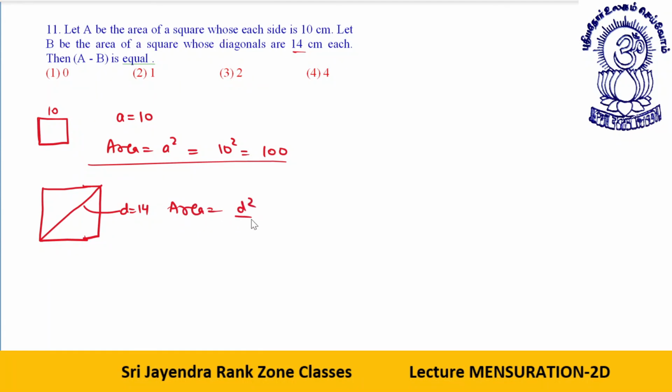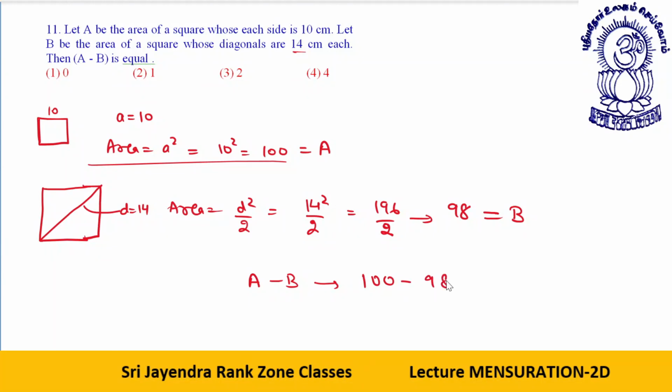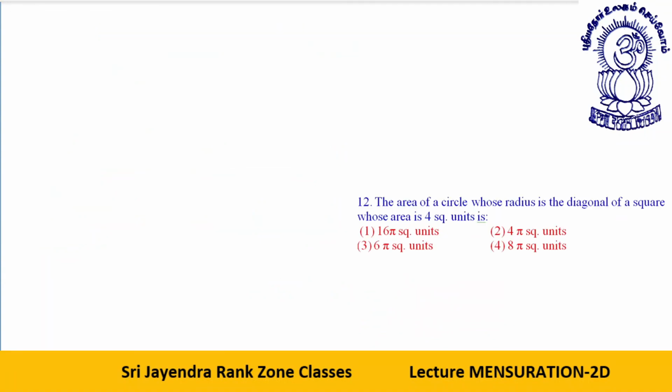Area will be D square by 2. That is 14 square divided by 2, or 196 divided by 2, that is 98. This is B. This is A. So A minus B will be what? A minus B will be 100 minus 98, or 2. This is option number 3. Let's move to the next question.